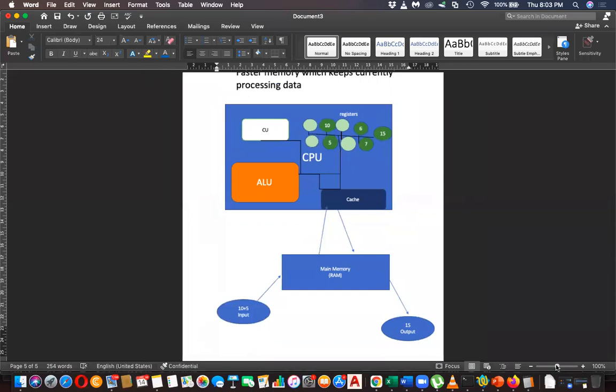Don't write this. Writing is not really necessary. What I really need is understanding this. So when I ask 10 plus 5, what will happen? Understand from your point of view, not the computer's point of view. 10 plus 5, what will happen first? It will go to the main memory. You don't have main memory, no? Think about you.